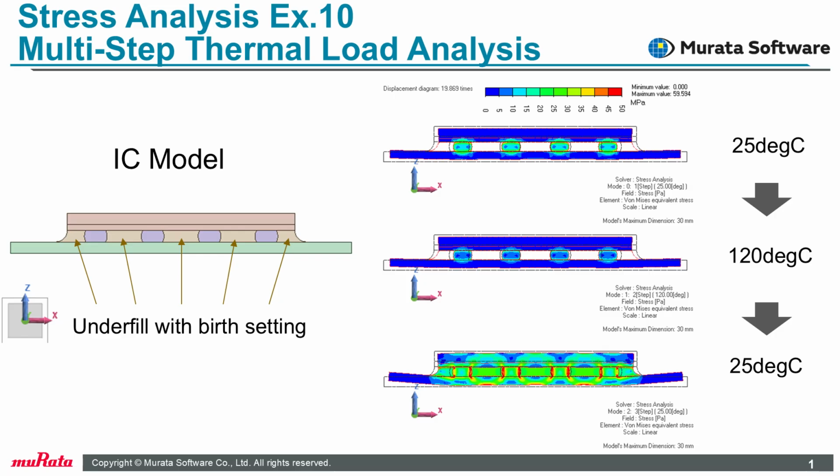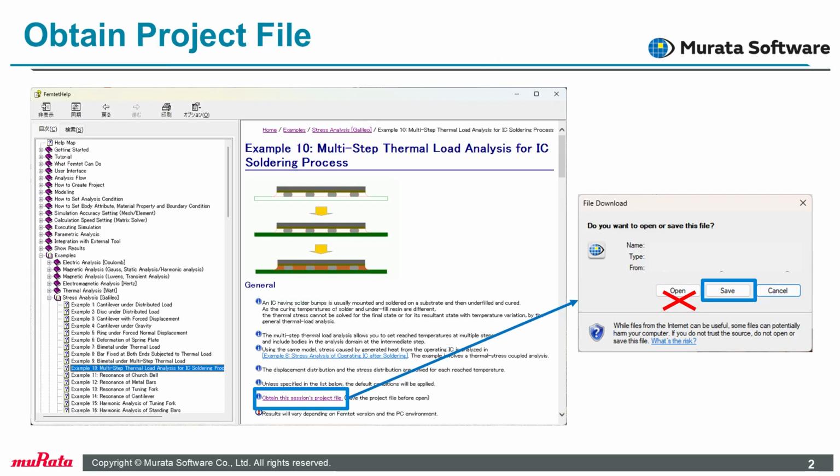The multi-step thermal load analysis allows you to set reach temperatures at multiple steps and set birth or death of bodies at the intermediate step. First, obtain the project file from the example topic in Ex.10 help. Opening the file directly will cause an error, so please save it first and then open it in Ex.10.